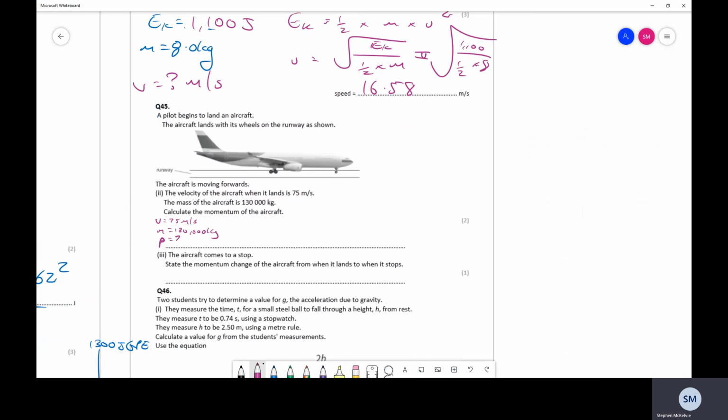Momentum is equal to mass times velocity. Momentum is equal to 130,000 kilograms multiplied by 75 meters per second.